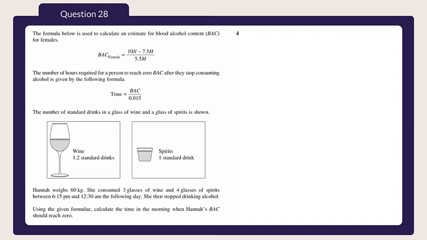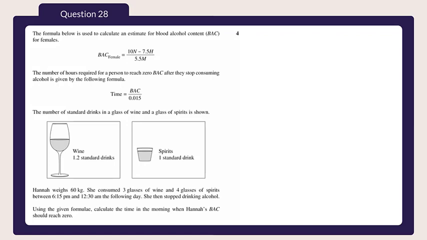Okay, so with this problem, it's stating the formula below is used to calculate an estimate for blood alcohol content, BAC, for females. The number of hours required for a person to reach 0 BAC after they stop consuming alcohol is given by the following formula. So time equals BAC over 0.015. And then in the question here, the number of standard drinks in a glass of wine and a glass of spirits is shown. So wine, it's 1.2 standard drinks to the glass, and spirits, it's 1 standard drink to the glass.